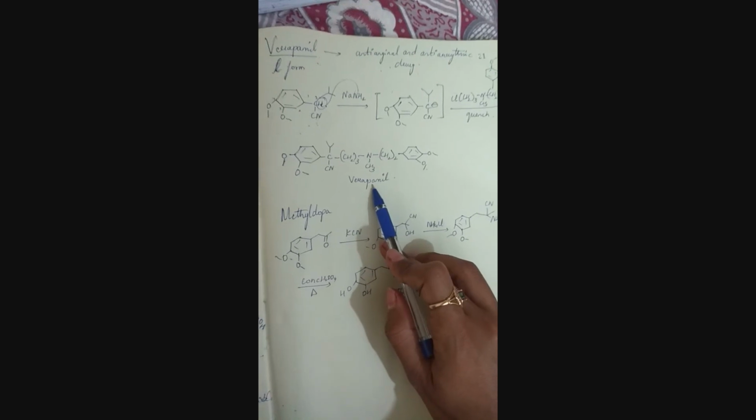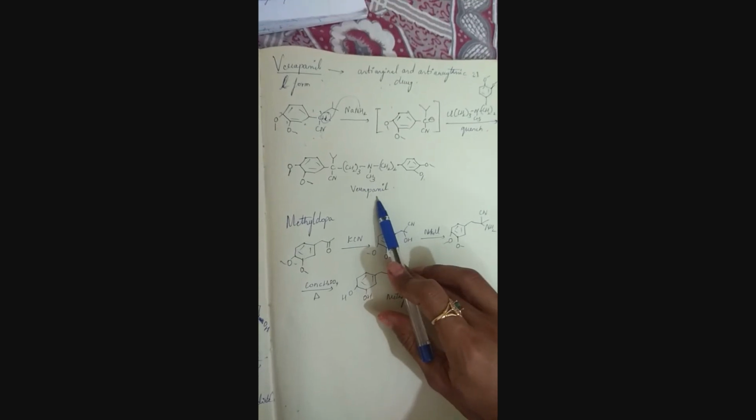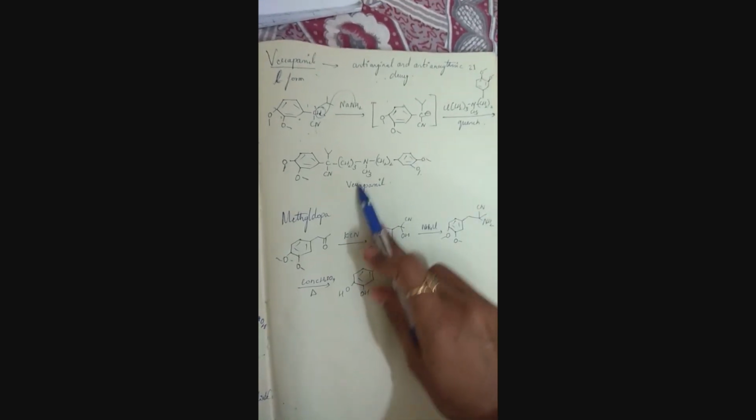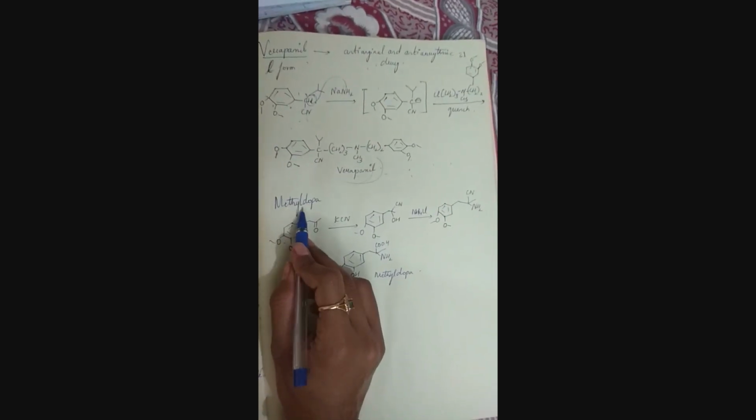This verapamil is a calcium ion entry blocker. It acts directly by interfering with the conductance of calcium ions. We need calcium ions for conductance, for systole and diastole, but this blocks the calcium ion. This drug is a prodrug. Prodrug means it is an inactive form, but in vivo it becomes the active form, which is norverapamil. So the next drug is methyldopa.